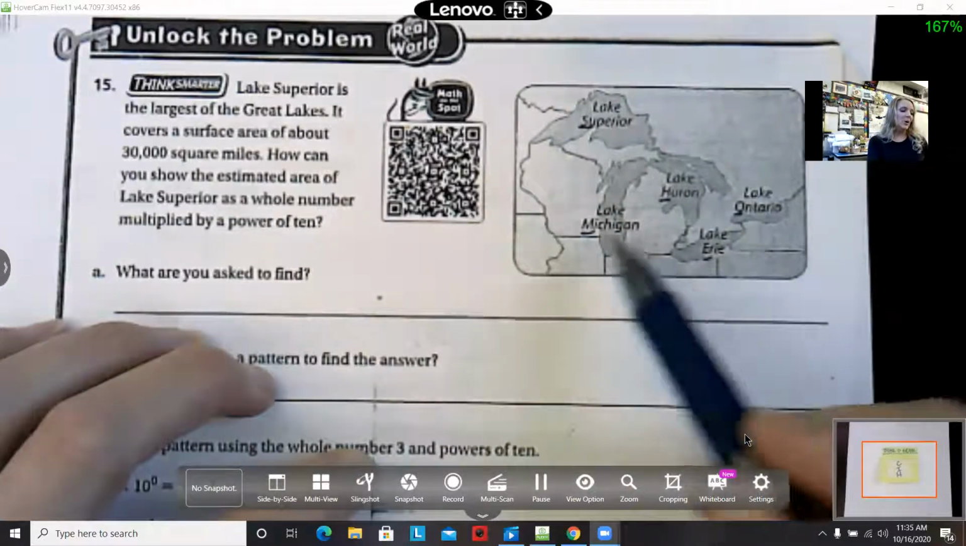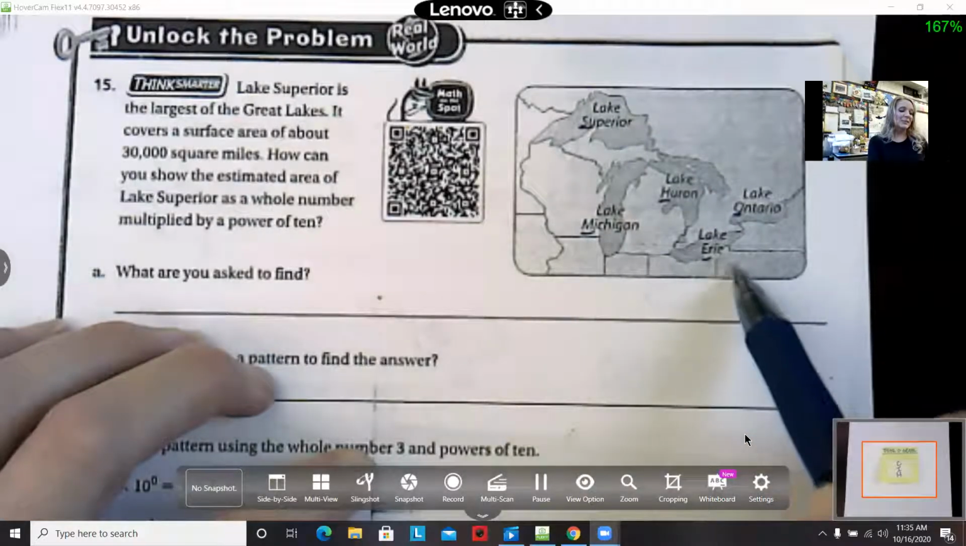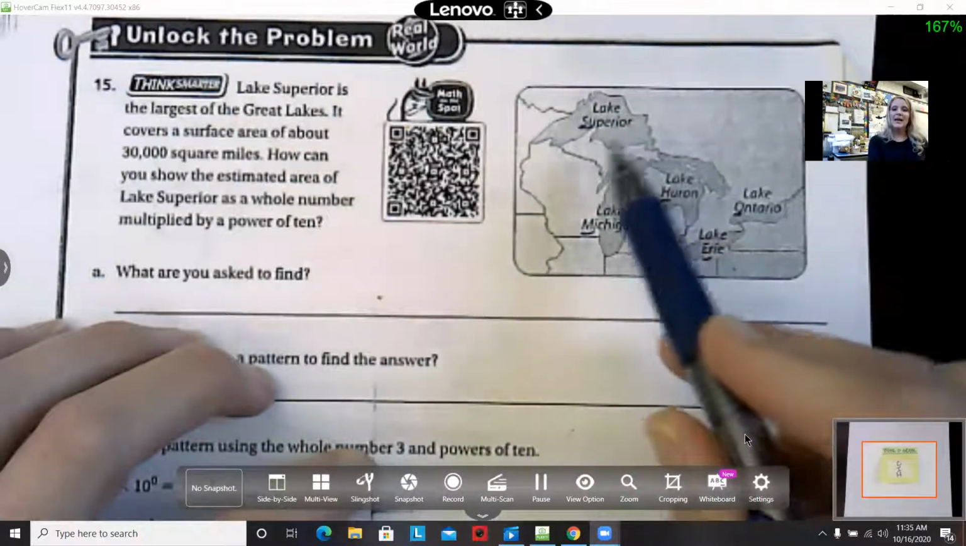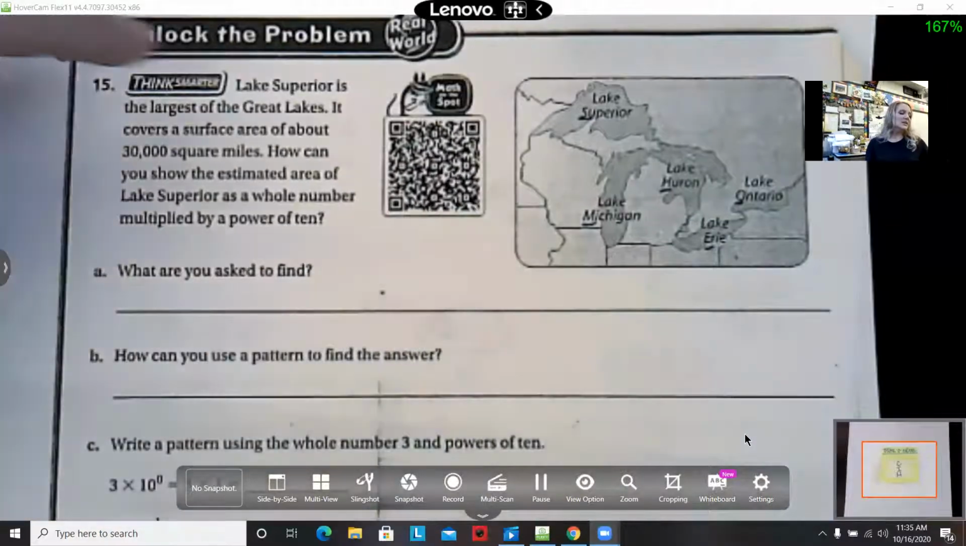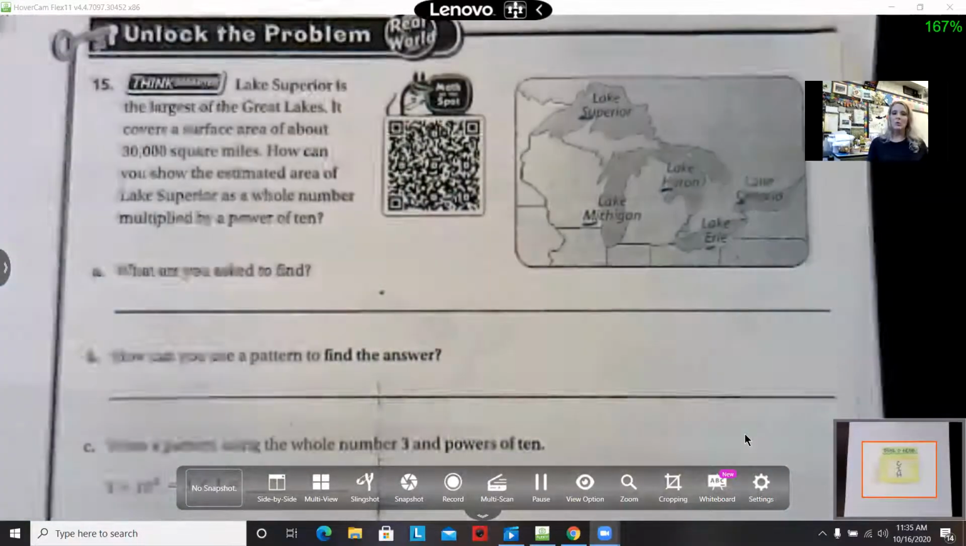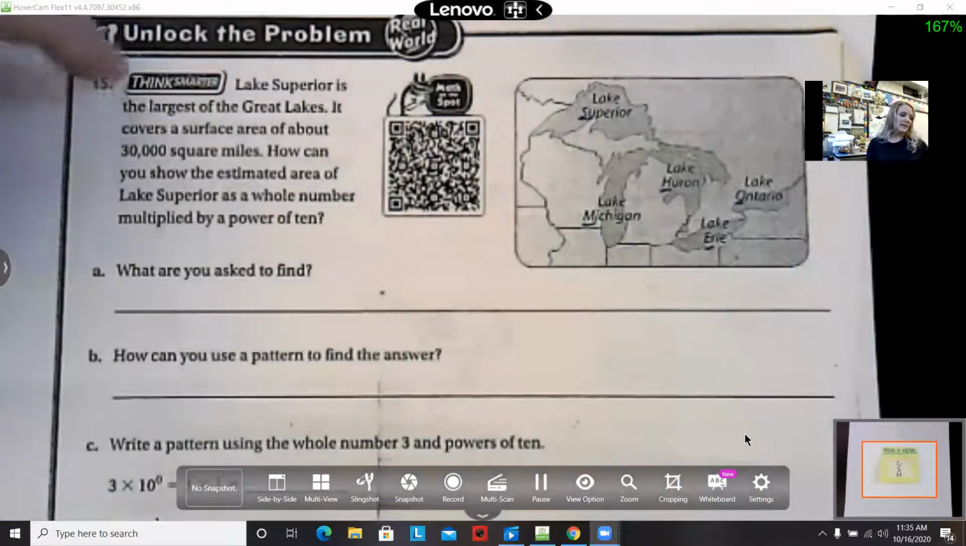Huron, Ontario, Michigan, Erie, which is connected right to Pennsylvania where we live here, and Lake Superior, the largest Great Lake. Okay, so we have the 5 Great Lakes. So let's read it together. Let's read the problem, and then we'll solve some of the problems down underneath it.